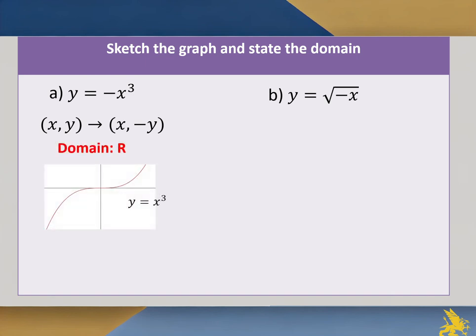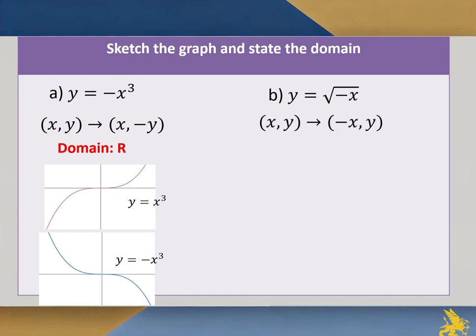So if I'm graphing y equals x cubed, if we've got a negative with the y, it just means it's reflecting in the x-axis. Likewise, with y is equal to square root negative x, first thing I'm going to think about is what is occurring? Well, that negative is next to that x value, so x is turning into negative x. That also means that it is being reflected in the y-axis.